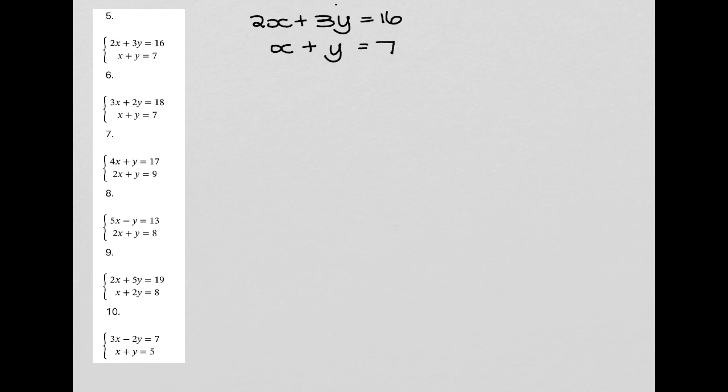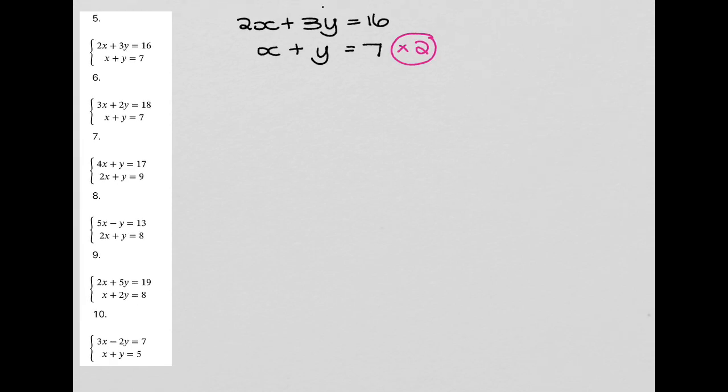And it doesn't matter which one I choose. So I'm going to decide that I'm going to try and make everything 2x. So I'm going to multiply the bottom equation by 2. I'm leaving the top equation the way it is, but I'm going to multiply the bottom equation by 2. So this means that it's 2x plus 3y equals 16, and 2x plus 2y equals 14. So I've taken that bottom equation and I multiplied everything by 2: 2 times x, 2 times y, 2 times 7.